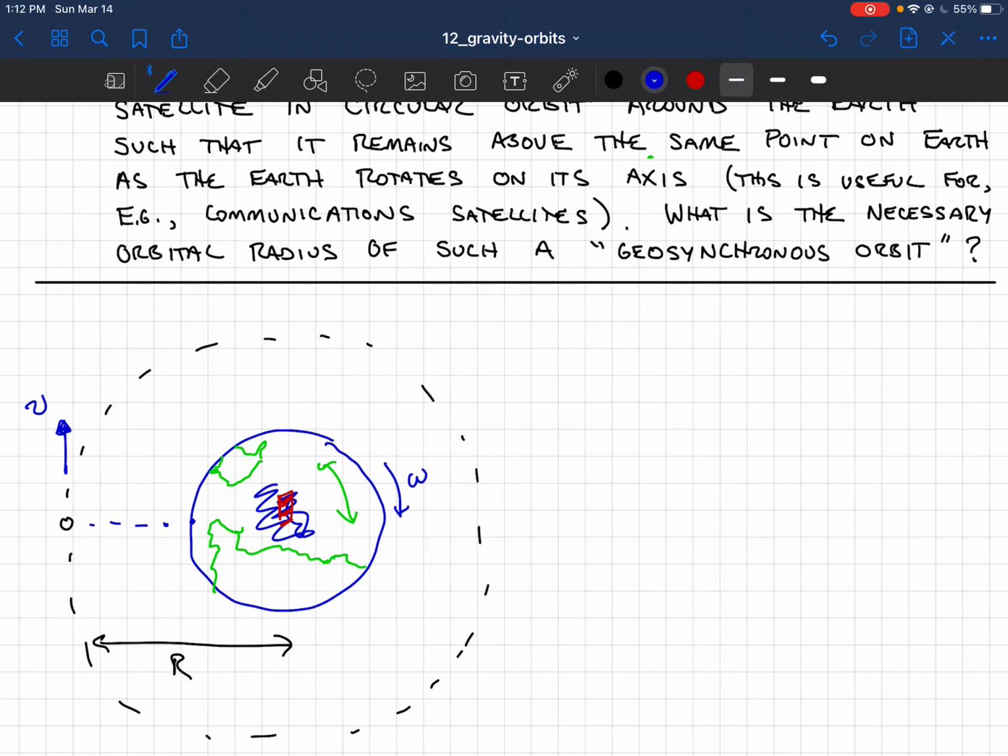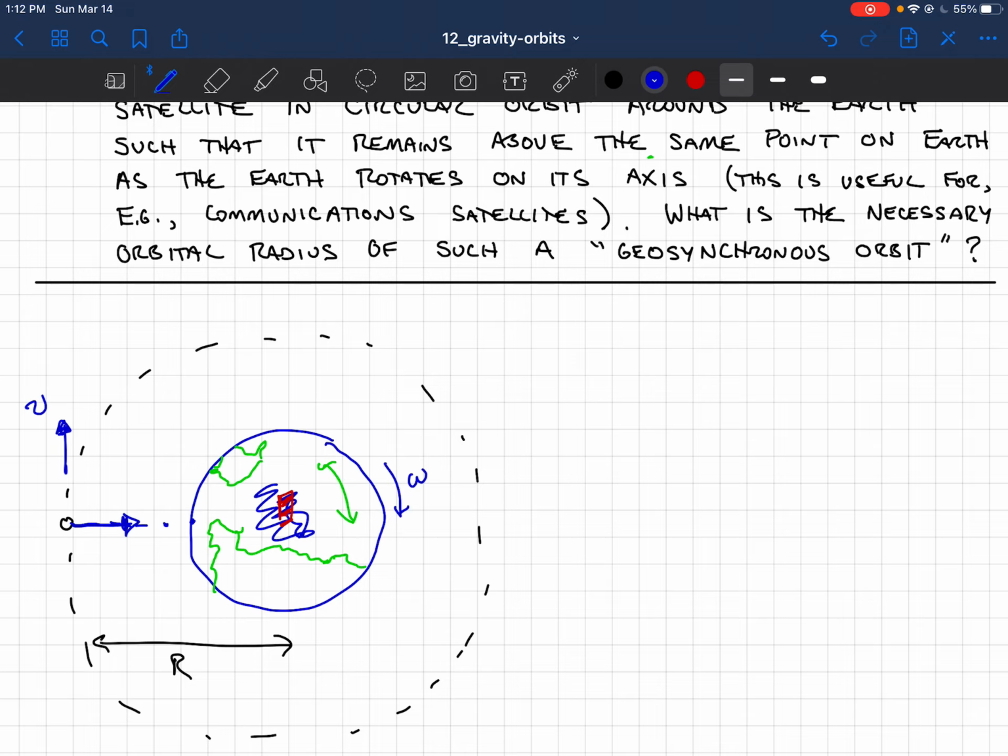So this connection will be the same as it rotates around. I don't really know how to draw the rotation, but as this goes around here, then this will go around here. So the question is, how big do you have to make r in order for that to be the case? We do exactly the same thing as we did in the last problem.